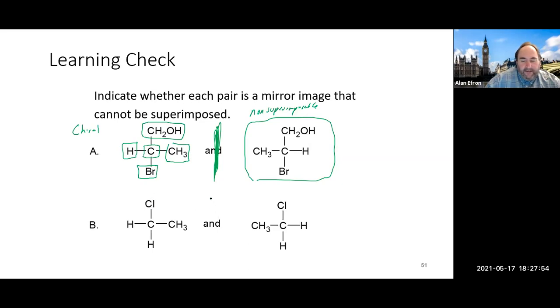If we come down here again, you could think of this as your mirror happening here. It gets reflected. And again, if we look at this carbon, we see 2 hydrogens attached, which means it does not have 4 different groups. And we would expect this guy to be achiral. We would also expect this mirror image to be superimposable in that case. Any questions on that?